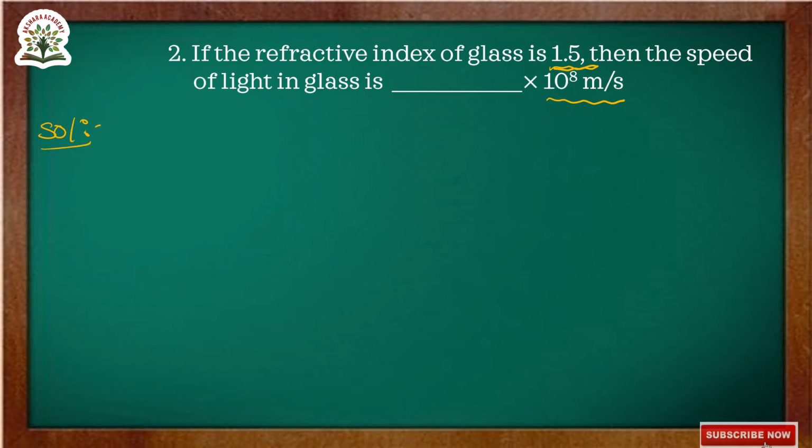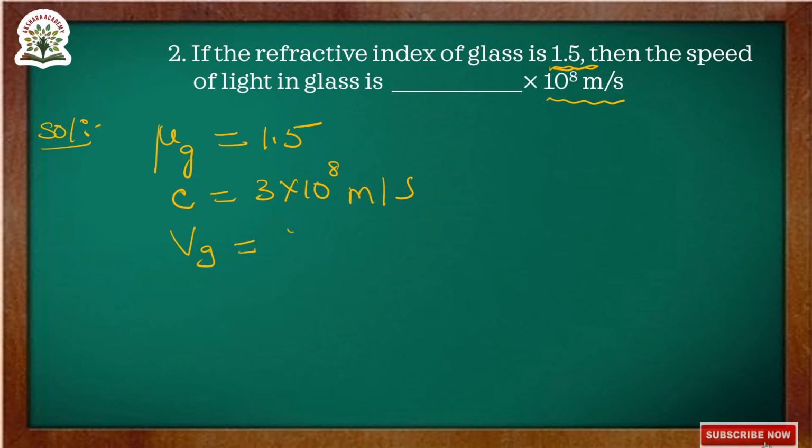Here they gave the refractive index of glass, mu g. Mu is nothing but refractive index, and here it is glass, so mu g, where g refers to glass. Refractive index of glass is 1.5. And next, the speed of light c is 3 into 10 to the power of 8 meters per second. Speed of light in glass you have to calculate. Vg is equal to question mark.